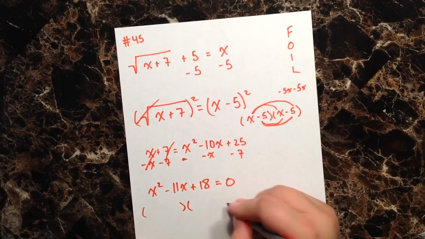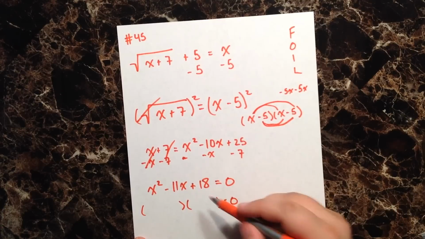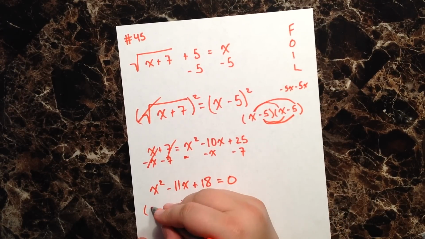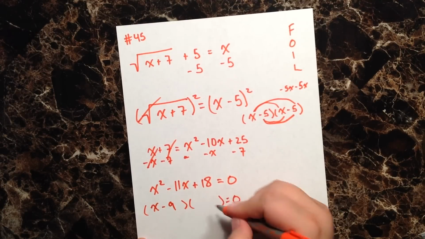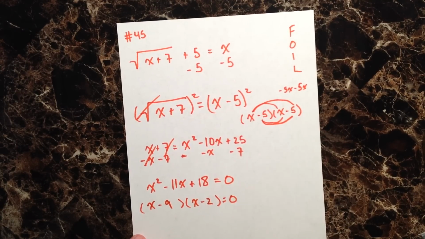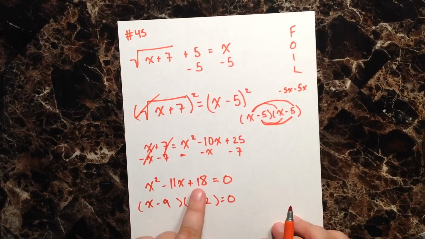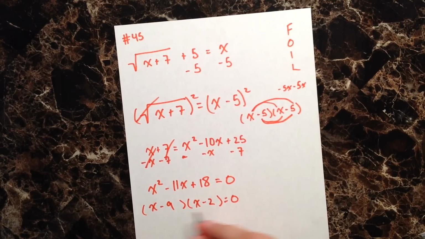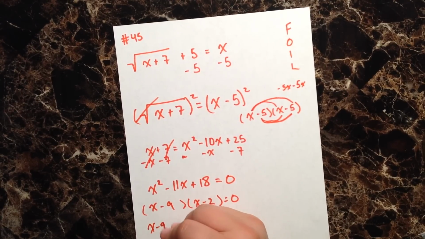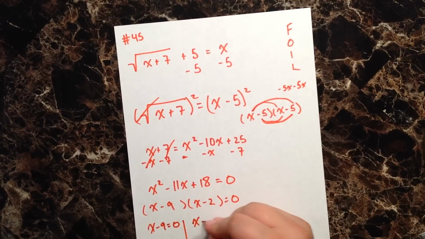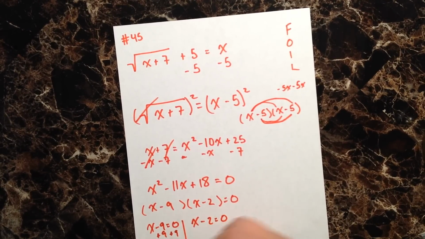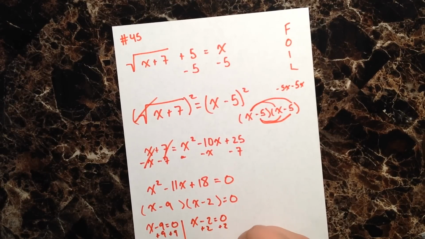When I factor this, I'm looking for factors of 18 that add to give me negative 11. That's going to be (x minus 9)(x minus 2), because negative 9 times negative 2 gives me positive 18, and negative 9 minus 2 gives me negative 11. Now if we set each of these factors equal to 0 and solve, we get x equals 9 and x equals 2.